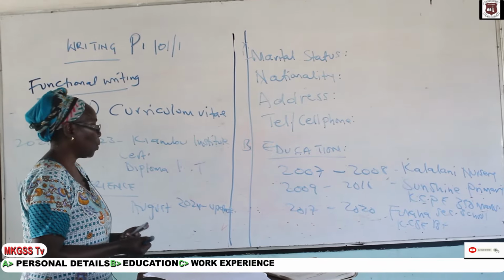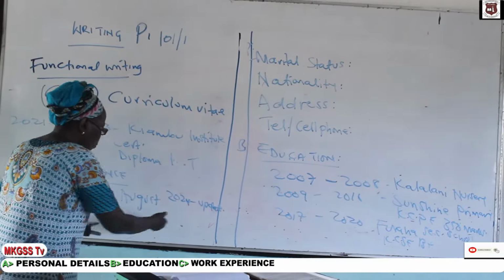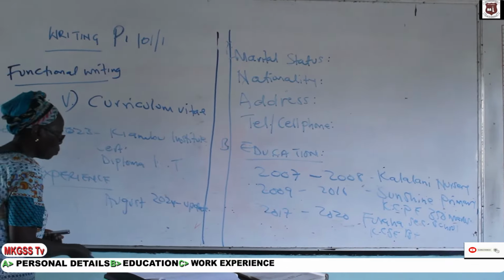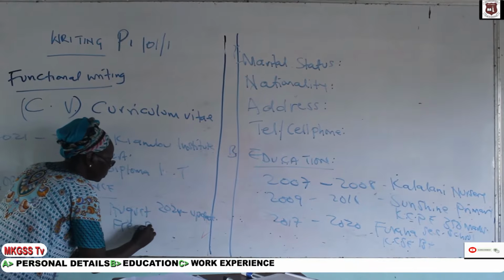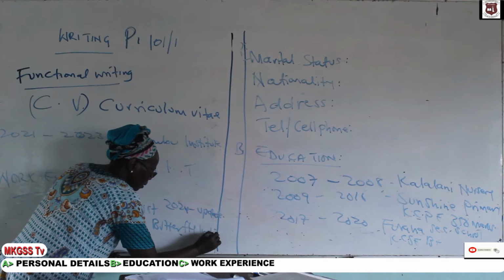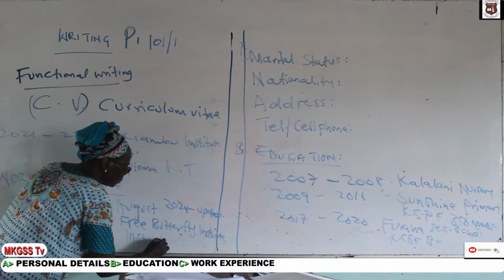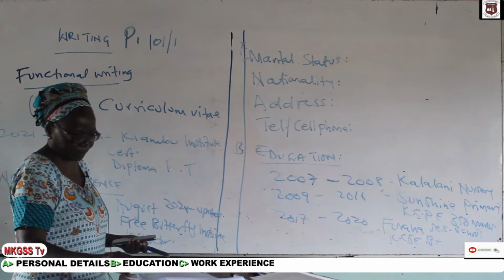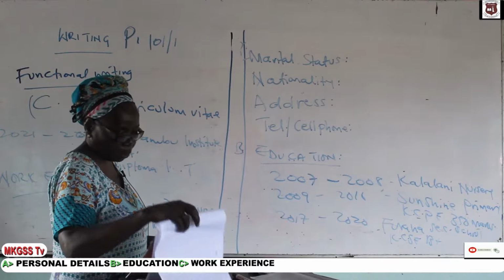Okay, so from there you move on to work experience, where you worked. Now, what do you do there? The work experience, you have been employed, where are you working up to date? So you are at Free Butterfly Institutes. So what are you doing there? You are an instructor. So instructor at Free Butterfly. Up to date, that is from 2024, up to date.